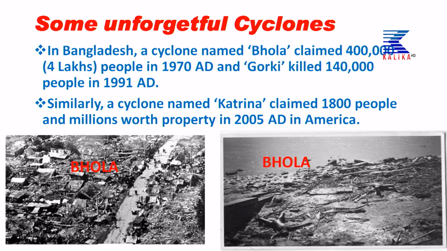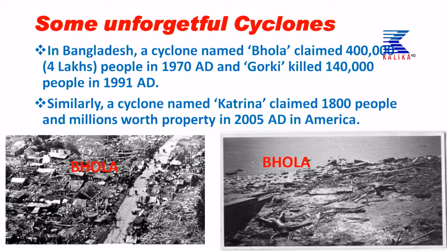Okay, next one. Some unforgettable cyclones. There were a lot of cyclones around the earth that killed a lot of people. Out of them, I am going to explain a few that happened recently. In Bangladesh, a cyclone named Bhola claimed 400,000 people in 1970, and in the same country, Gorky, in the year 1991, killed 140,000 people.